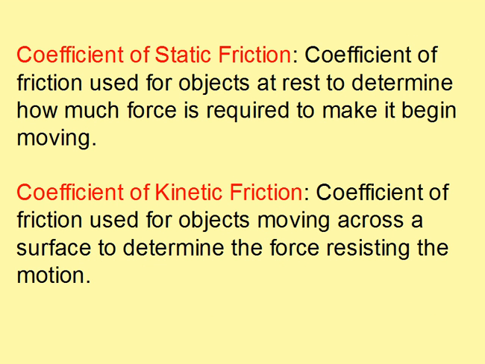Now, what we have to learn to use and to calculate sometimes is the coefficient of friction. The coefficient of static friction is used for objects that are at rest to determine how much force is required to make it begin moving. The coefficient of kinetic friction is used for objects that are moving already across the surface and determining the force that resists the motion. And I think once we start working problems, this will make a little bit more sense.